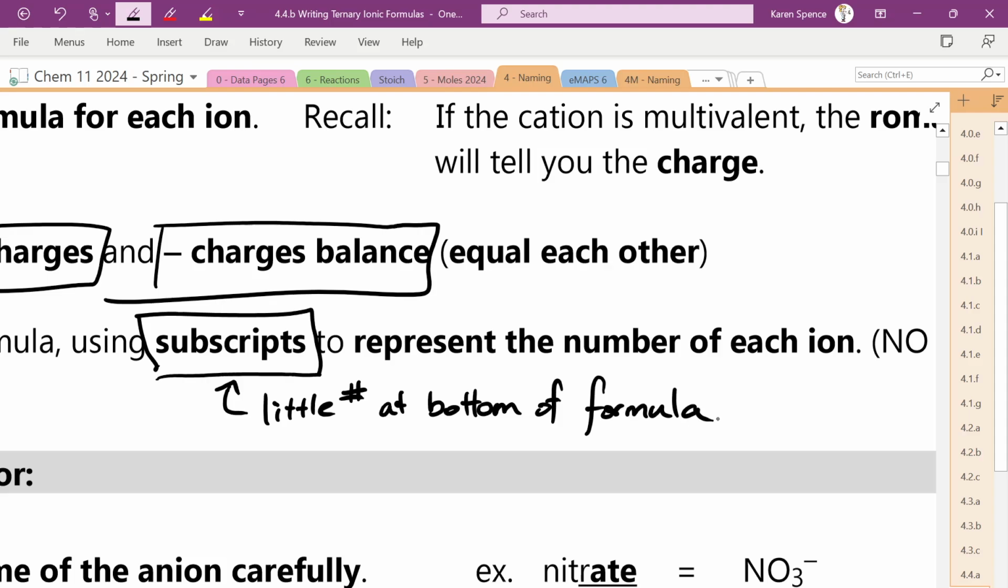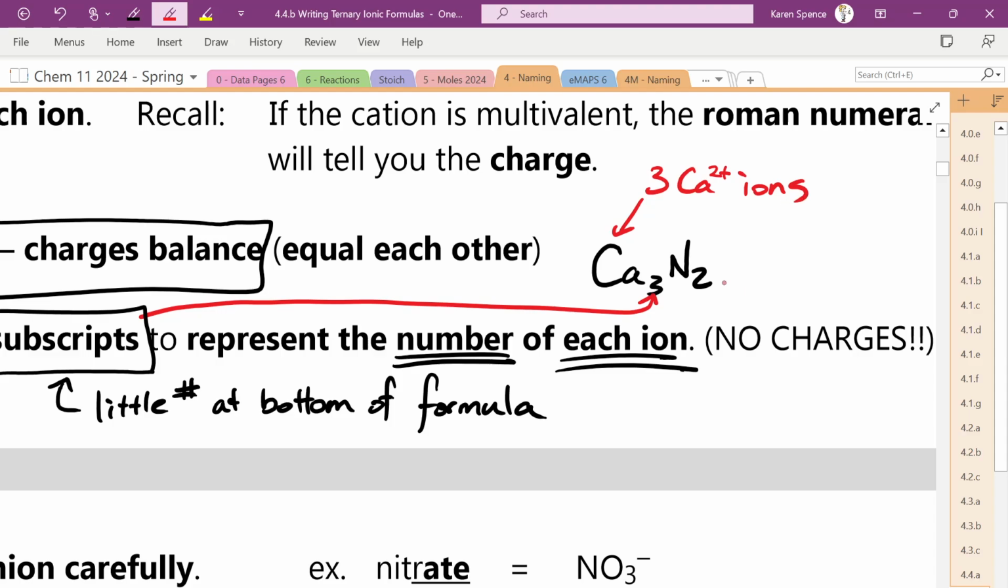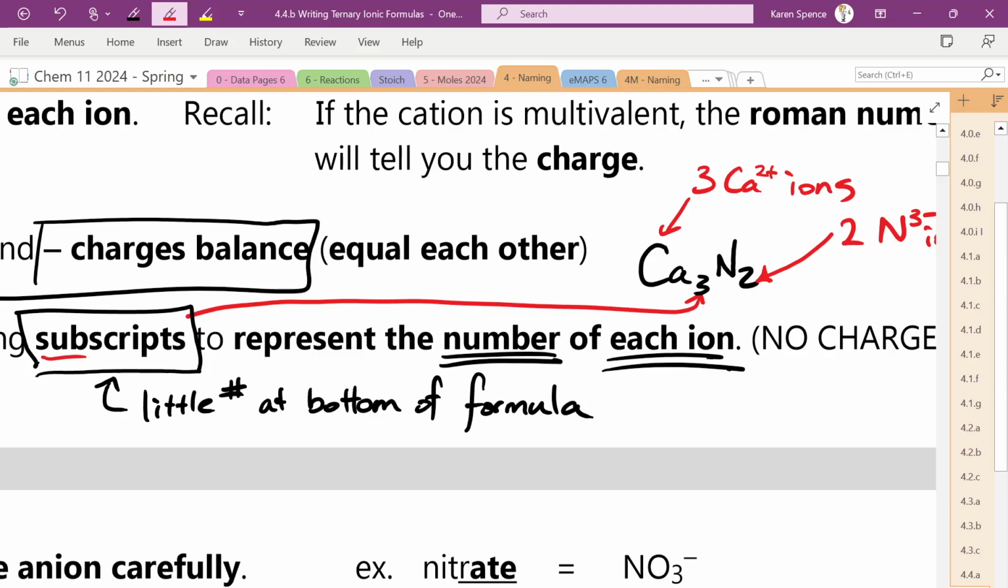And what do they tell you? They tell you the number of each ion. So if we had Ca3N2, the 3 is the subscript, and it tells us that we have 3 Ca2+ ions. And this little 2 here tells us that we have 2 N3- ions. Is that good? Okay. The reason they're called subscripts is because they are below the writing. Below writing, subscript. Okay?